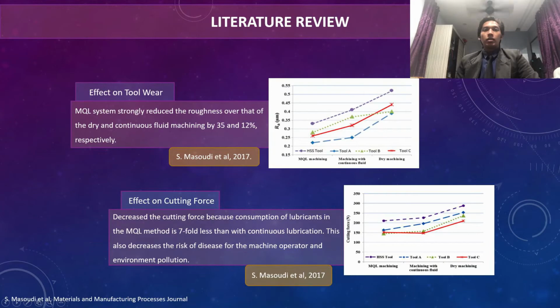Next, as Mohd said in his Materials and Manufacturing Processes journal, on the effect on tool wear, the MQL system strongly reduces the roughness compared to dry and continuous fluid machining by 35 and 12% respectively. Other than that, we have the effect on cutting force. It decreases the cutting force because consumption of lubricant in the MQL method is 7-fold less than continuous lubrication. This also decreases the risk of disease for the machine operator and environmental pollution.